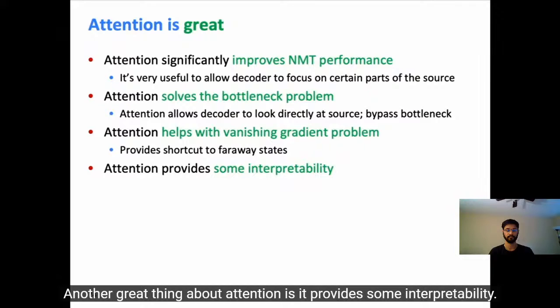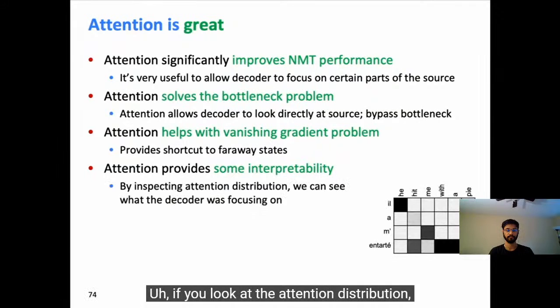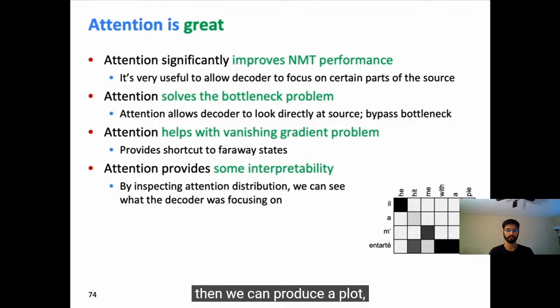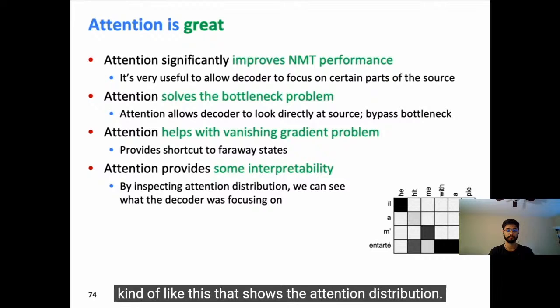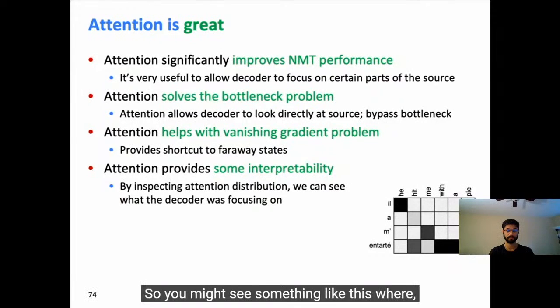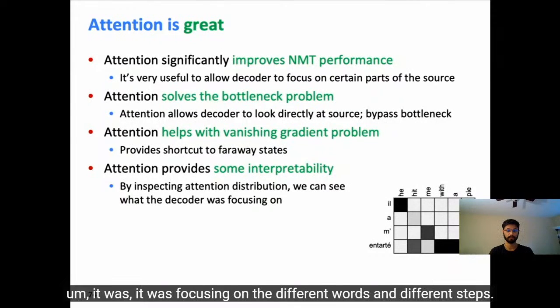Another great thing about attention is it provides some interpretability. If you look at the attention distribution after you've produced your translation, you can see what the decoder was focusing on at each step. So for example, if we run our system and we translate our running example here, then we can produce a plot kind of like this that shows the attention distribution. So here, dark means high attention, and white means low attention. So you might see something like this, where it was focusing on the different words at different steps.